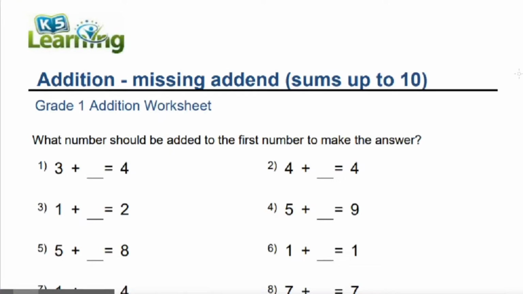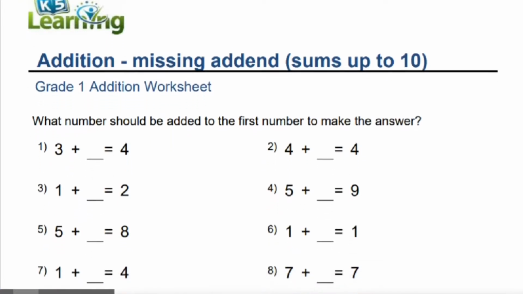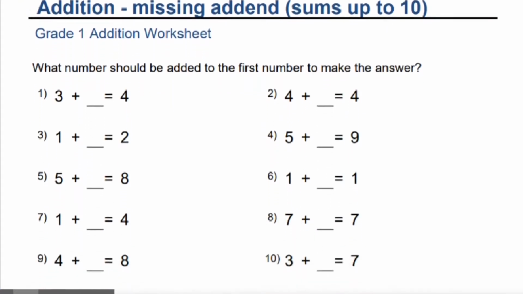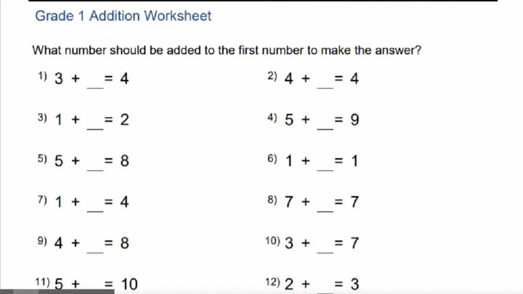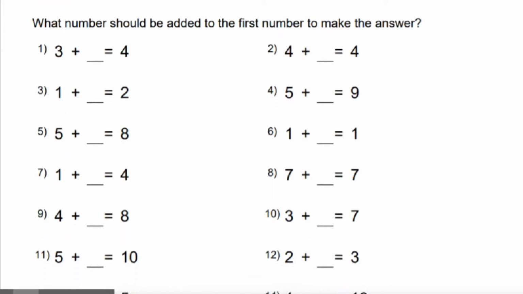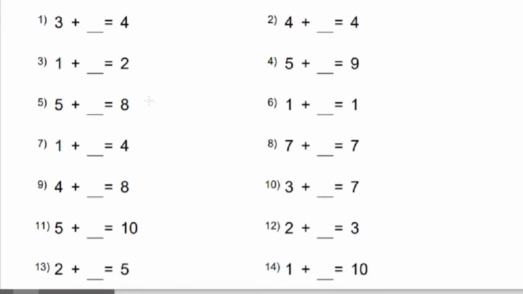Today's worksheet looks like this. It's a lot more questions than the other days, so I don't mind if you choose to do half today and half another day. And it says grade 1 addition worksheet. What number should be added to the first number to make the answer? So let's just look at number 1 here. It says 3 plus something equals 4.